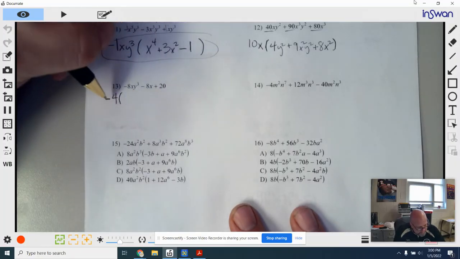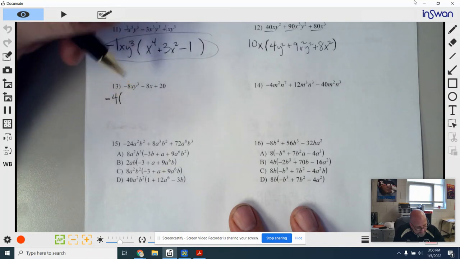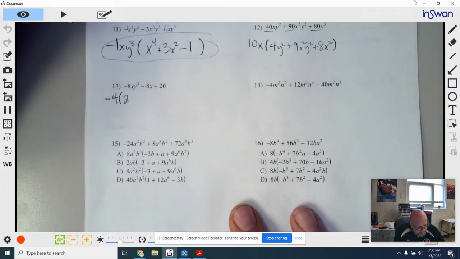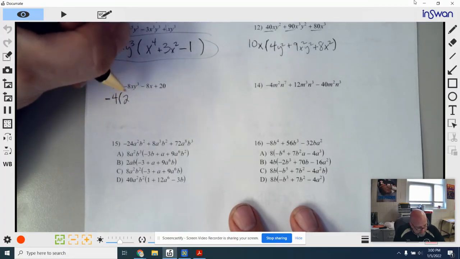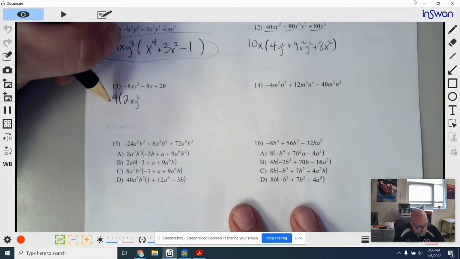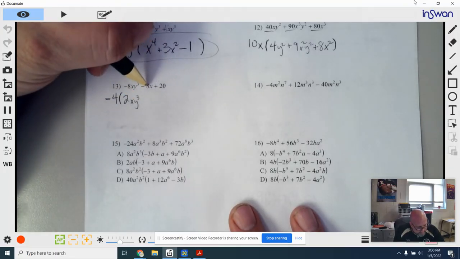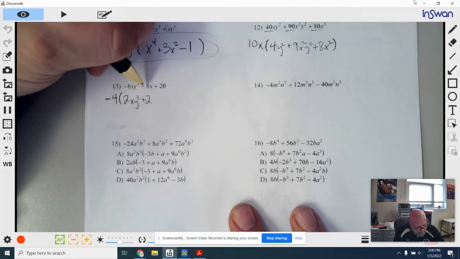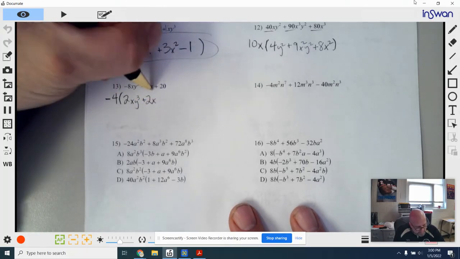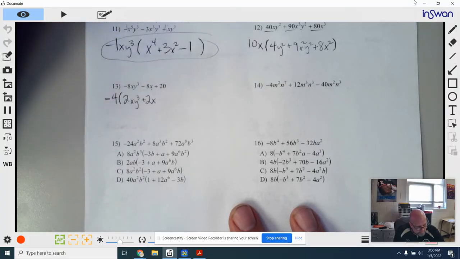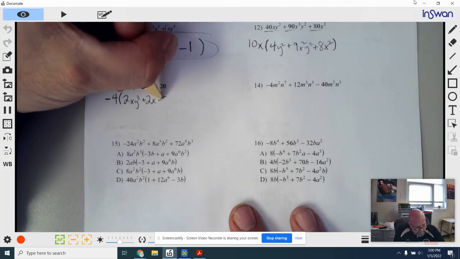So now we're going to think, negative 4 times what is negative 8xy cubed? Well, negative 4 times 2 is negative 8. And then I had no variables out here, so I'm going to put on the xy cubed. And then negative 4 times what is negative 8x? Well, negative 4 times a positive 2 is negative 8. And then I got to put that x back on there. And then last, negative 4 times what is 20? That's going to be a negative 5.